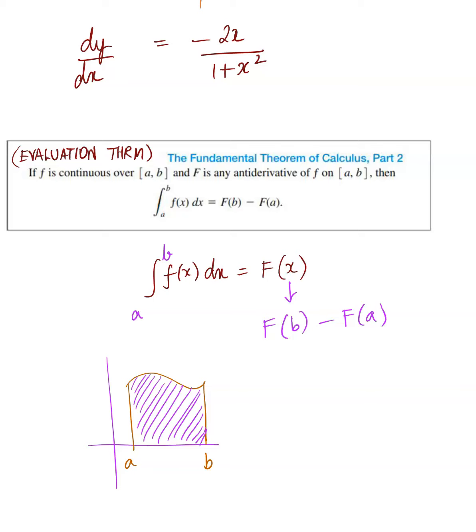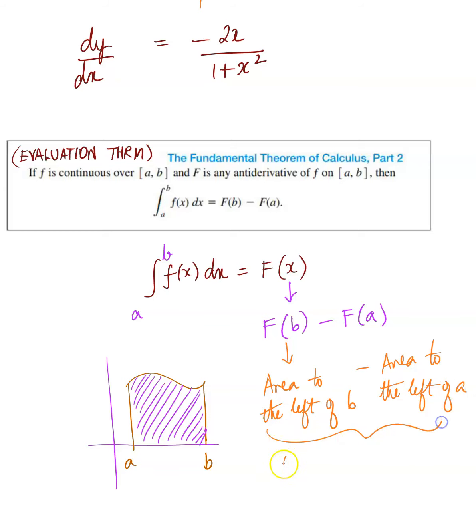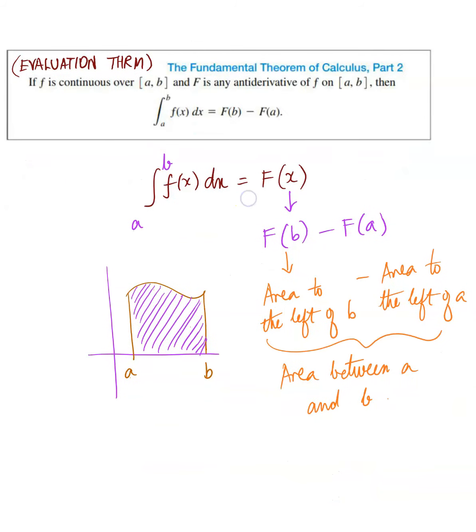So let me write that down here. Area to the left of b minus area to the left of a, that gives you the area between a and b, and that's what we mean by the definite integral. Integral a to b f of x dx is the area from a to b under the curve, which is this shaded region. Okay. So how do we put the two parts together?